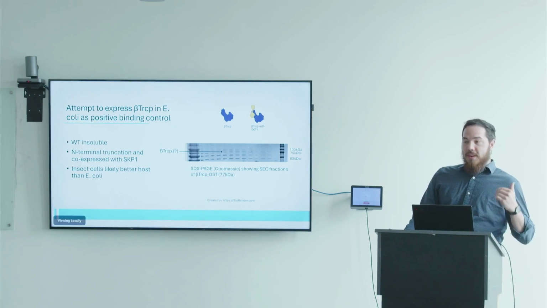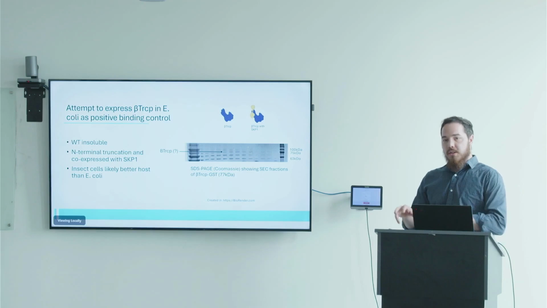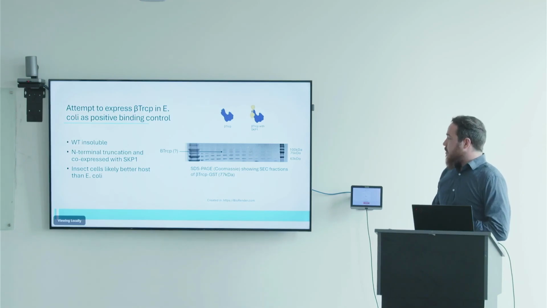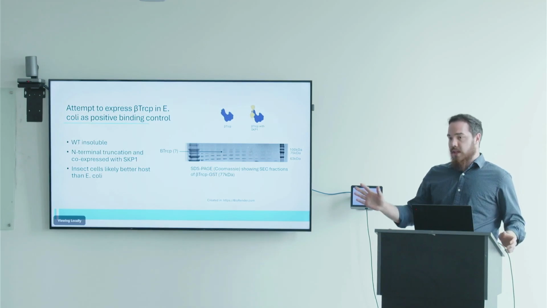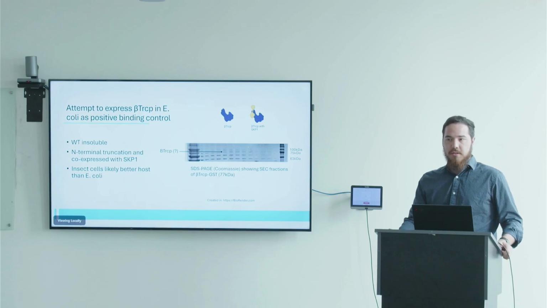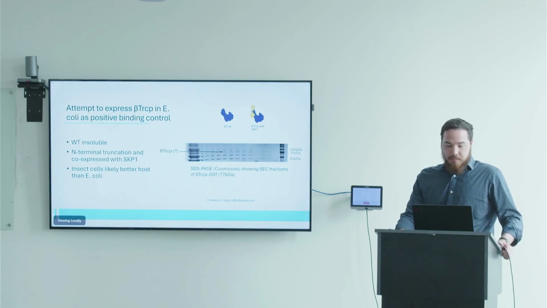So our first attempt was to express β-TrCP in vitro so we could run a biotinylation assay of the two together. We started by trying to express β-TrCP in its wild type or unmutated form, and it quickly and easily precipitated out of our solution, indicating that it was essentially insoluble.